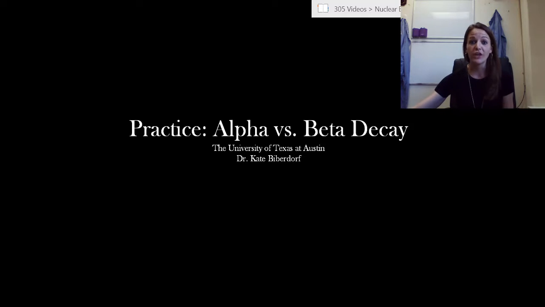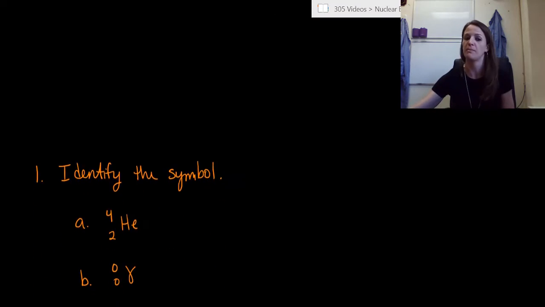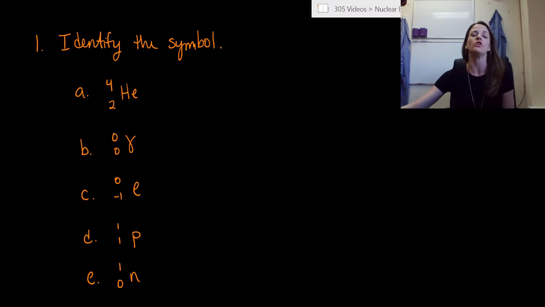Hi everyone, in this video we are going to very quickly practice distinguishing between alpha and beta decay. But before we jump into our two big problems, I have to ask you a very simple, hopefully easy one. You need to go through and tell me what each one of these symbols are. There are 5 different things and I just want the name.